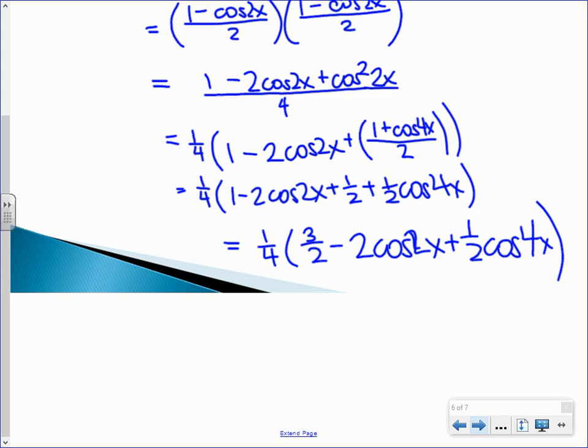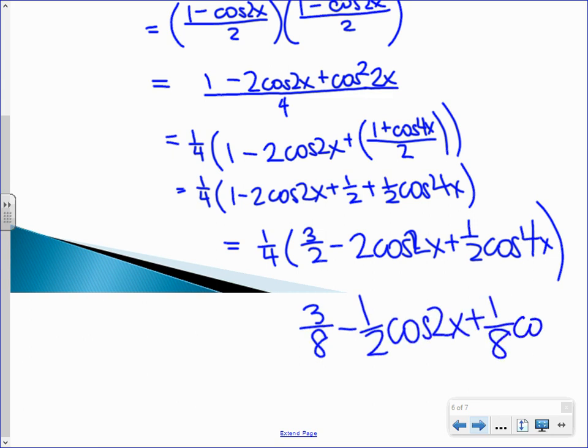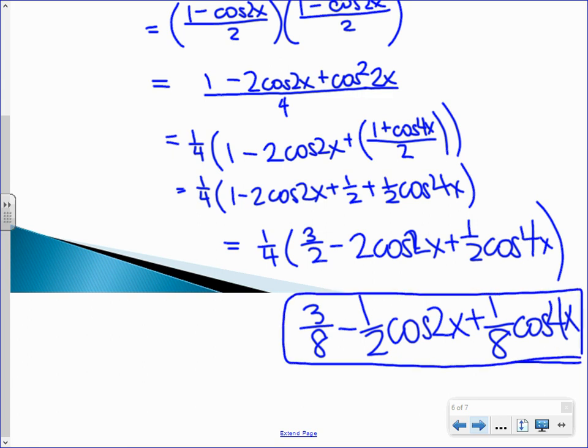And then our last step would be to go ahead and take care of this 1/4. So if we distribute that 1/4 through, we get 3/8 minus 1/2 cosine of 2x plus 1/8 cosine of 4x. And that would be the answer that we are looking for.